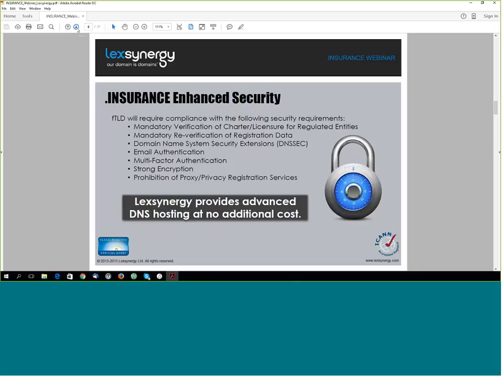So DNSSEC, or Domain Name System Security Extensions, is intended to ensure that users that are trying to get to a specific website, when they get to that name, are actually where they expect to be. It's a cryptographic process that happens in the background, far too technical probably for this phone call, but it's a way to ensure that your visitors are getting to the place that you want them to get to.